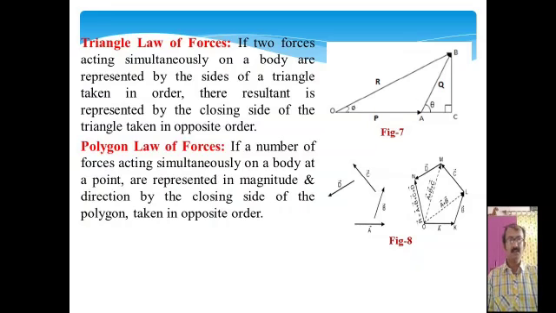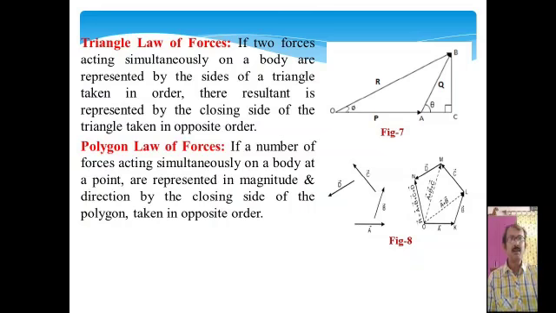Now, the polygon law of forces. If a number of forces acting simultaneously on a body at a point are represented in magnitude and direction by the sides of a polygon taken in order, their resultant is represented by the closing side of the polygon taken in opposite order. So in figure 8, these are the forces A, B, C and D. These are represented in vector notation, in the same order, and the resultant of all these forces, represented by ON, is in the opposite order.